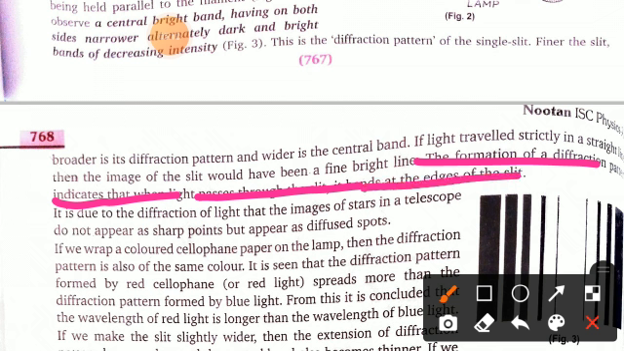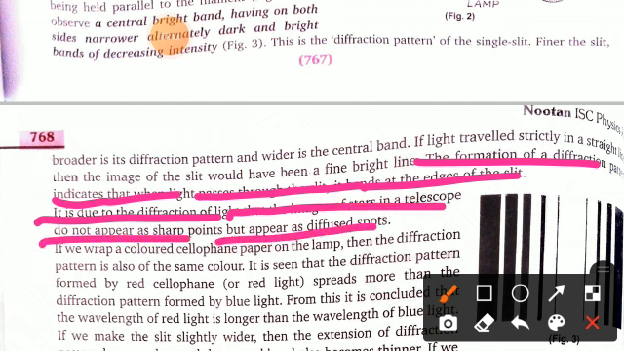Clear? So it is due to the diffraction of the light that the images of stars in a telescope do not appear as sharp points but appear as diffuse spots.